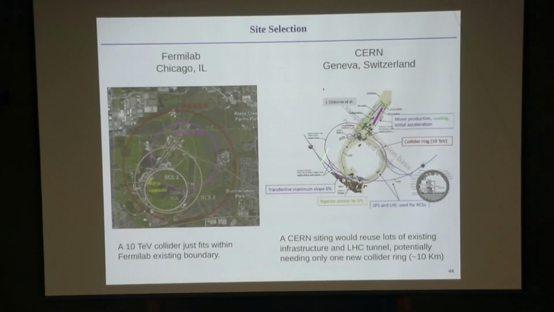The other very interesting and very compelling possibility is to build it at CERN, where one could reuse the LHC tunnel, and one would need just an extra small tunnel for realizing a 10 TeV collider. So that is also a very attractive option, and that could follow after the end of the LHC.